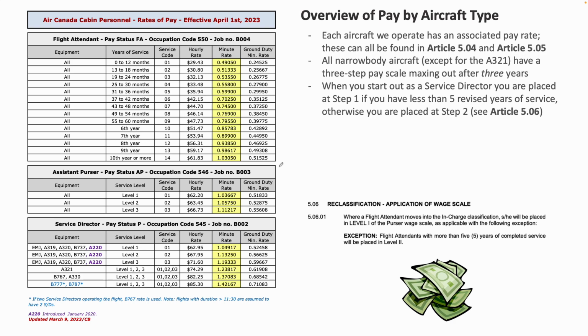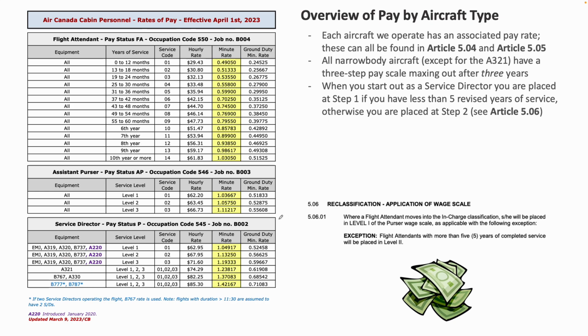There is another pay scale referred to as the assistant purser pay scale. This one is legacy language that we inherited from previous contracts, when there were other additional positions that existed at Air Canada and Canadian Airlines and the other airlines before it. Nowadays, the assistant purser pay code is used during one's initial service director training month. And there are very limited applications beyond the scope of this video for this pay scale otherwise.